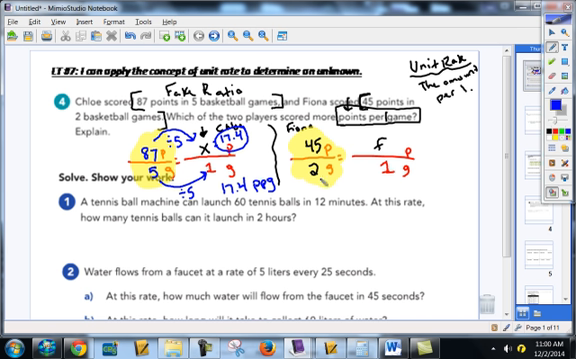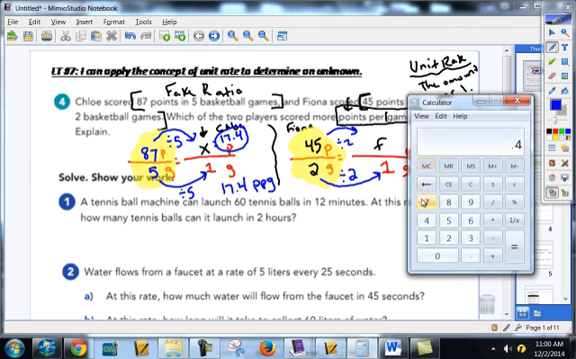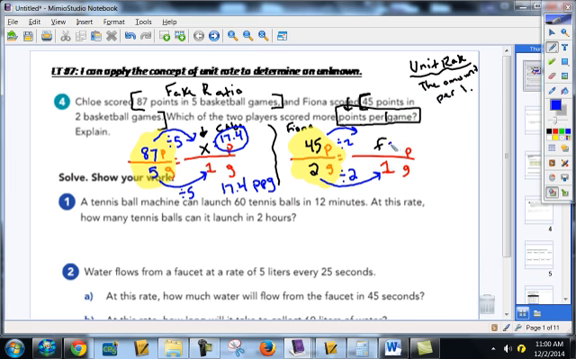Okay, here we know that for Fiona's, we're dividing her amount of games in half, which means we're dividing by 2. If you can do this in your head, that's fine, but 45 divided by 2 is 22.5. So we know that's going to be 22.5. Okay, points per one game.